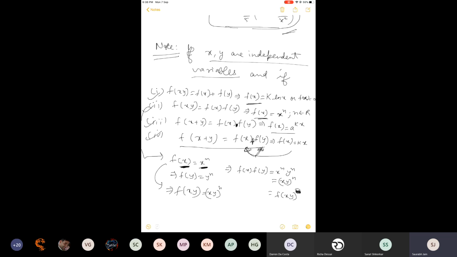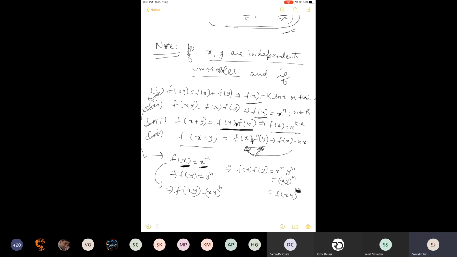If you want to check this one, f(x) is a to the power kx. So f(y) will be a to the power ky. You multiply these two, a to the power kx into a to the power ky, a to the power k times of x plus y. It is nothing but f of x plus y. So they are basically the standard functions which satisfy these functional equations. So you have to just remember these equations and the fact that x and y must be independent variables.